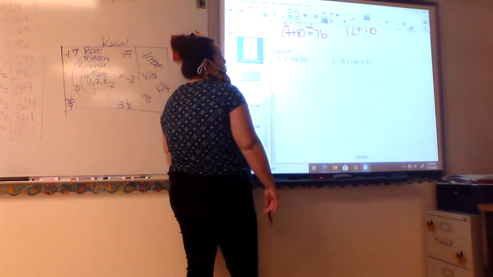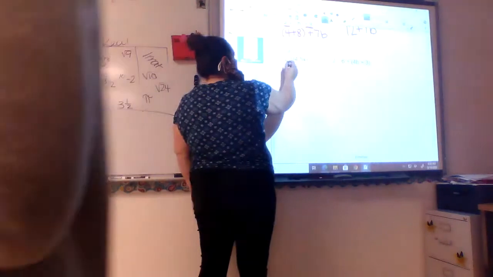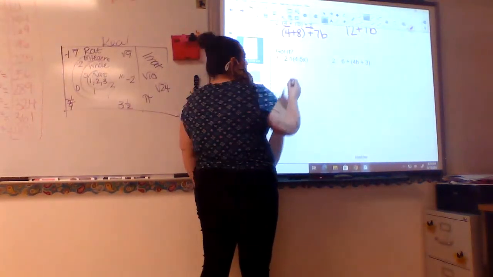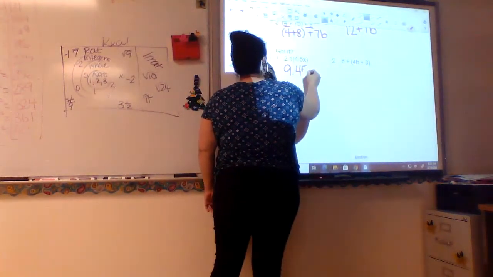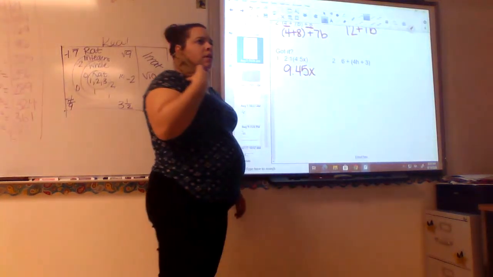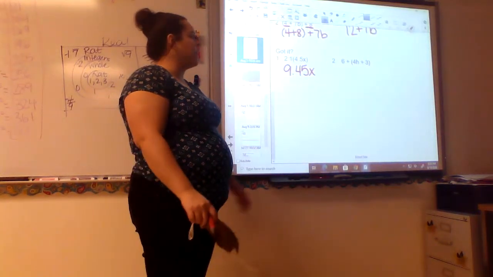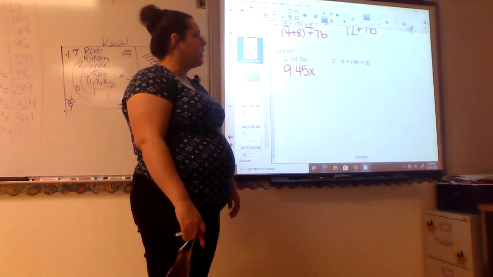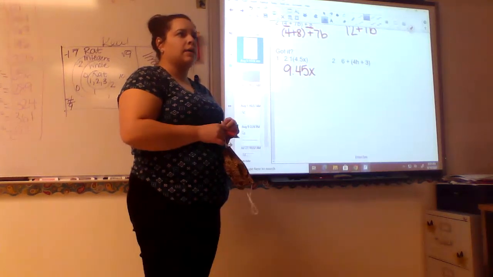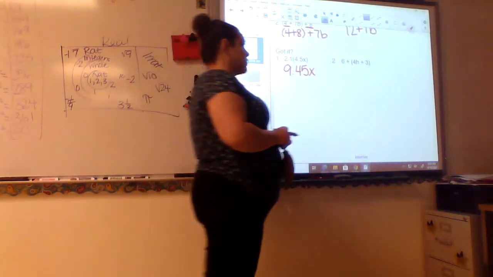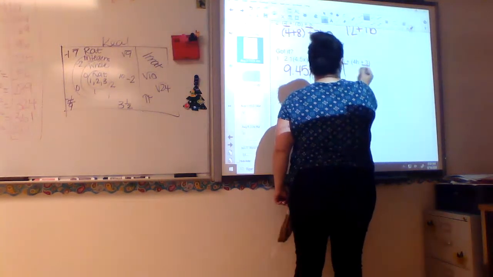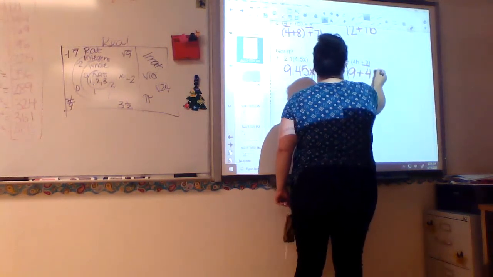All right, so 2.1 times 4.5x. What is 2.1 times 4.5? 9.45x. Yeah, perfect. All right, and then the next one. Mentally, I know that I can put together the what? The 6 and the 3. The 6 and the 3, because their numbers are like terms. So 6 plus 3 is 9, so that's just 9 plus 4h.